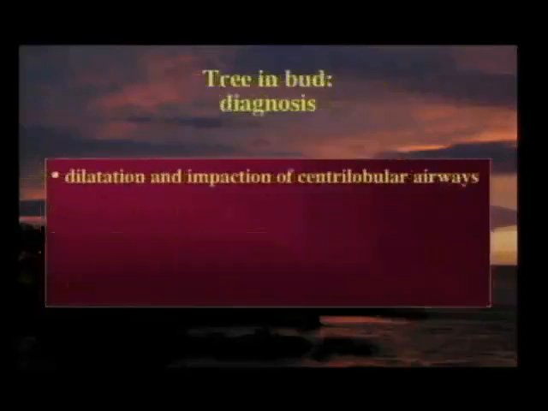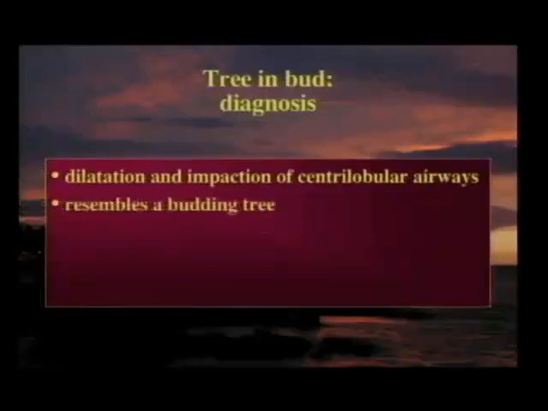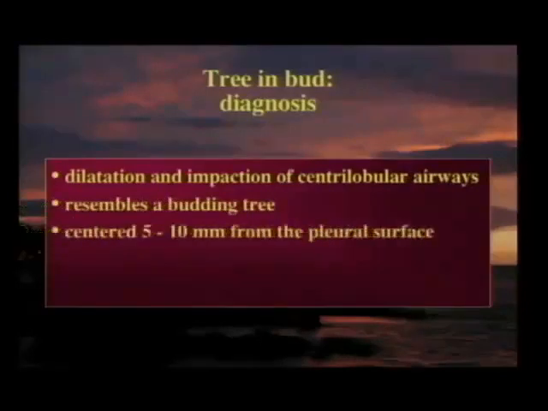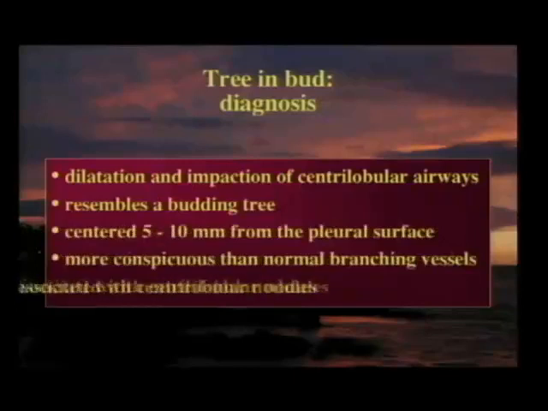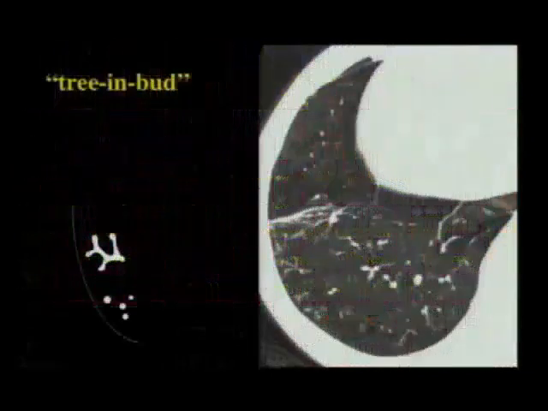Okay, another appearance is tree in bud. This is an appearance that results from dilatation and impaction of central lobular airways. It resembles a budding tree. If it did not resemble a budding tree, this would be a really stupid name, but it does resemble a budding tree. Centered 5 to 10 millimeters from the pleural surface, because the central lobular bronchiole is in that location. More conspicuous than normal branching vessels in the lung periphery and often associated with central lobular nodules as well.